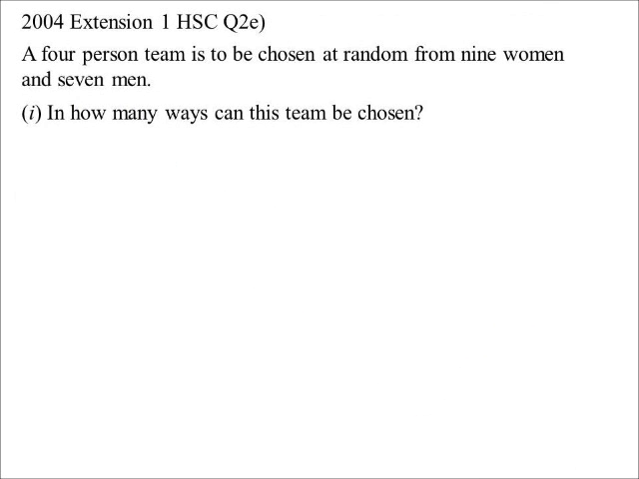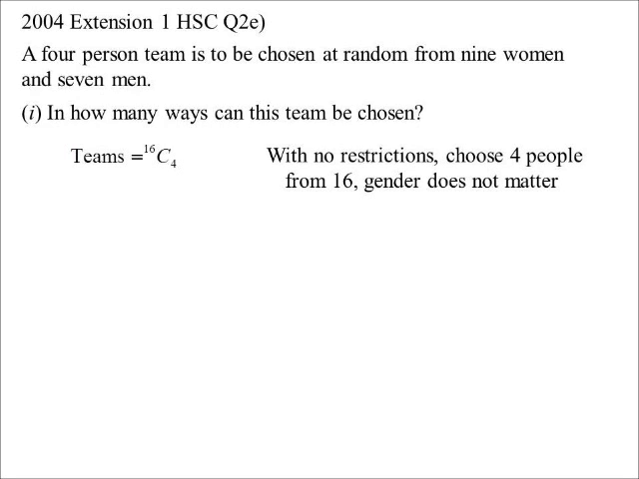Let's have a look at an HSC question. A 4-person team is chosen at random from 9 women and 7 men. How many ways can this team be chosen? So I guess this is the bottom of our probability fraction. Total number of possibilities, no restrictions. Again, it doesn't matter that it's 9 and 7. It's just 16 people we're dealing with here. So 16C4 would be the number of different teams we could form.